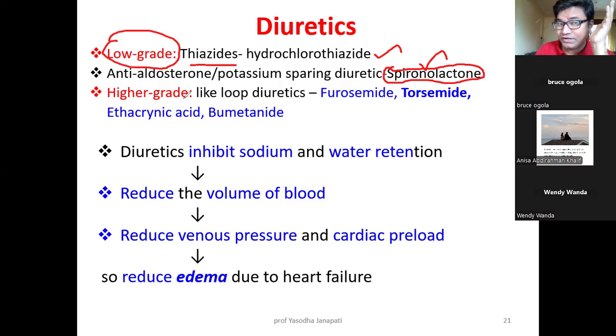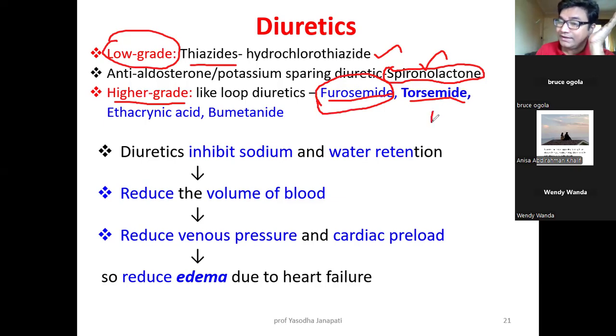Some more high grade, suppose the edema is excess in the body, then what happens? You can give a strong diuretic, that is loop diuretics. Examples are furosemide, torsemide, ethacrynic acid, and bumetanide, any drug. What is the advantage? Furosemide is strong, but it is given in the form of injection, whereas torsemide is an oral drug and it is long acting.